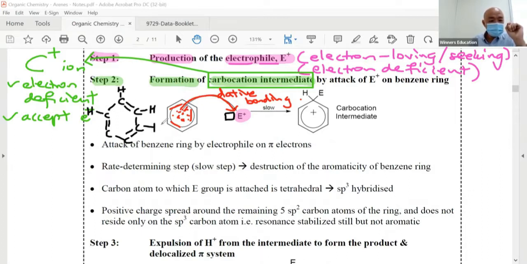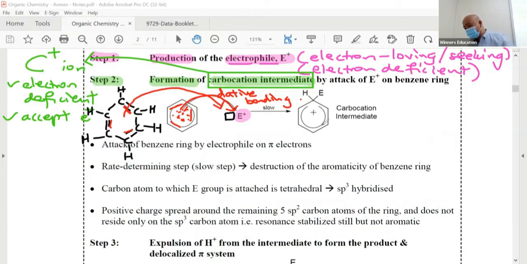Okay? Correct? That's what we have, right? So again, it is the double bond. But again, you don't know which double bond. Are you with me? So it's somewhere here, a combination of all three. The double bond then goes and attacks the E plus. Okay? And then what you have is this carbocation intermediate.